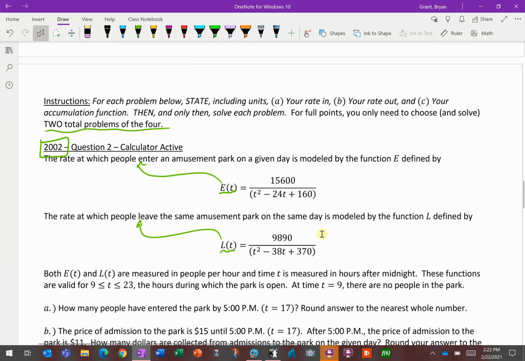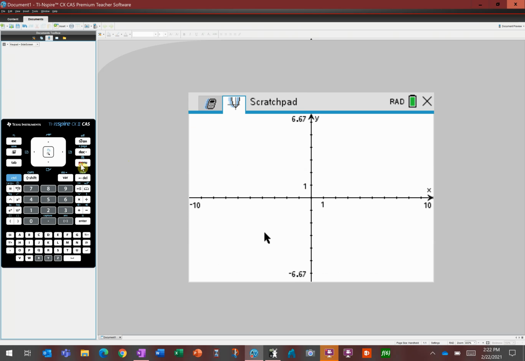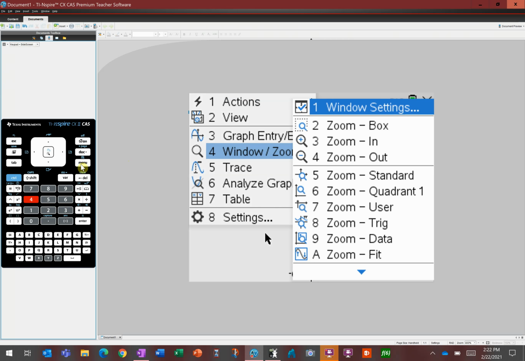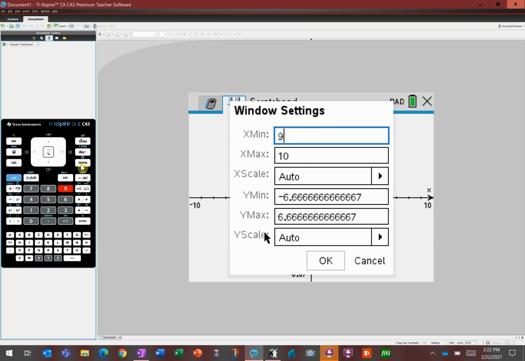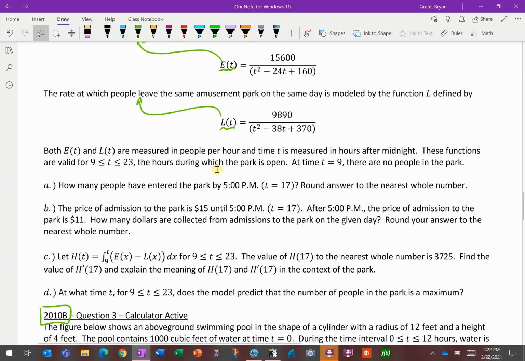So is there a cheat way to see them? Yeah, kind of. In particular, we know that there's a 9 and a 23 in here. So my x-axis is going to go from 9 to 23. I'm going to do Menu, Window Zoom, Window Settings. We're going to go from 9 to 23. No reason to look outside of that. I still don't see the graph though, which means we probably have to go up higher.